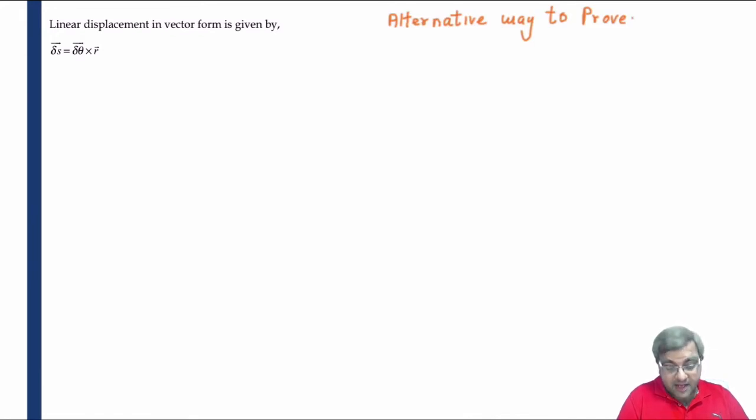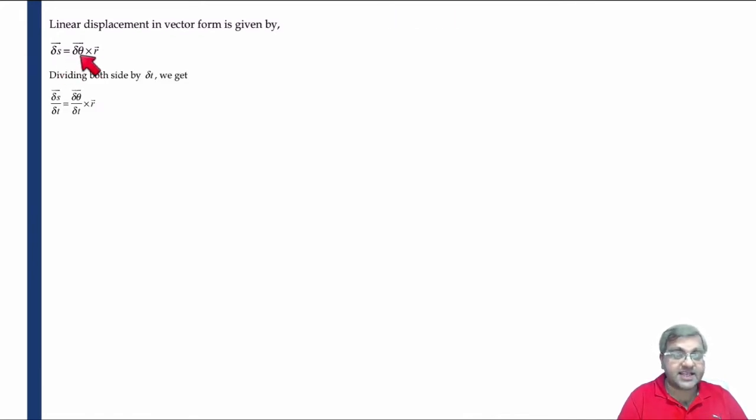Now, if I divide both these sides by delta t, I am going to divide delta S bar by delta t, and I'm going to divide delta theta bar by delta t. But I'm not dividing R bar by delta t. Why I am not dividing R bar by delta t is because R is the radius vector, and the radius vector is constant. That doesn't change with time. So there is no point in dividing R bar by delta t because it is going to be a constant. It is not going to change with time.